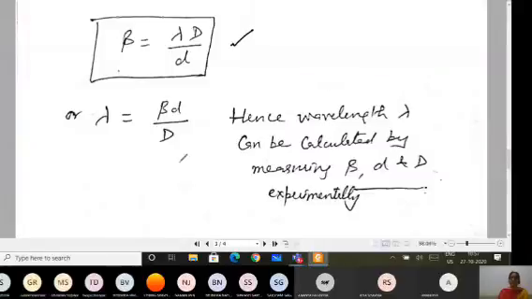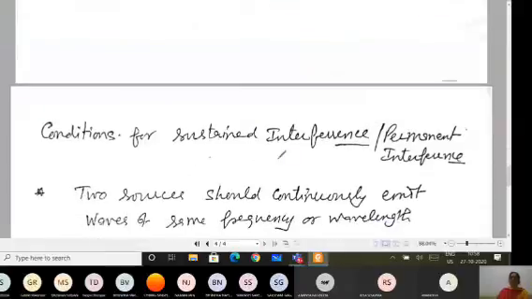So you can check the wavelength, or you can calculate the wavelength of a given source if you don't know the wavelength, by simply measuring the beta. Beta means fringe width, that is the distance between consecutive bright or consecutive dark fringes. Sustained interference, as I am saying, is that I am getting the bright and dark fringes of the same thickness. So the thickness of the bright and dark fringes has to be the same.